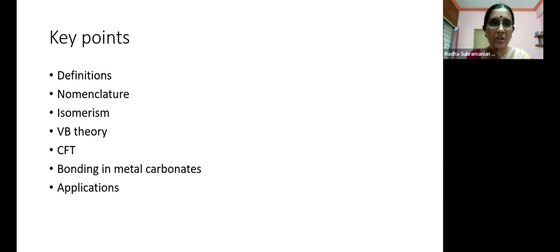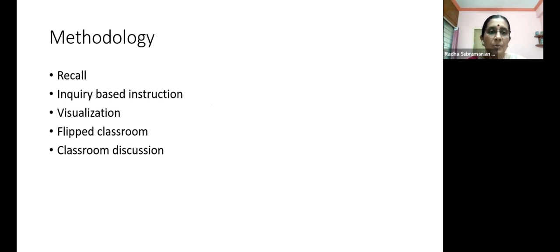Key points: definitions, nomenclature, isomerism, VB theory, CFT, bonding in metal carbonyls, it's a mistake there, it's not carbonates, carbonyls, and applications. Methodology, like I said, recall, inquiry-based instruction, visualization, very important when we talk about isomerism. Flipped classroom: you give them a topic, like I said earlier, in B block also we can do that. We can ask them to come prepared with structures and then do a concept and then discuss it in the class. That could be quite effective also.